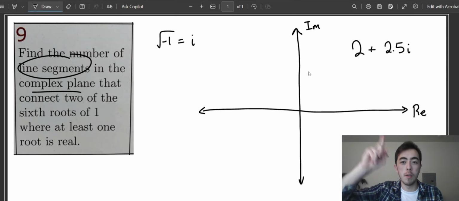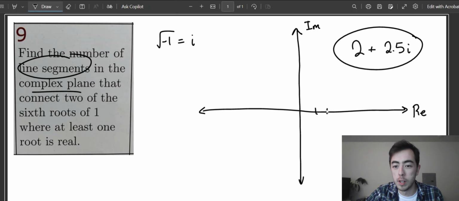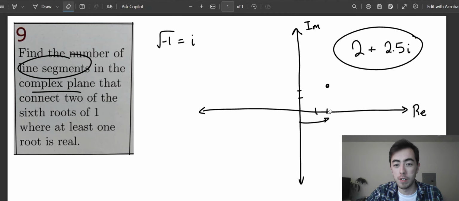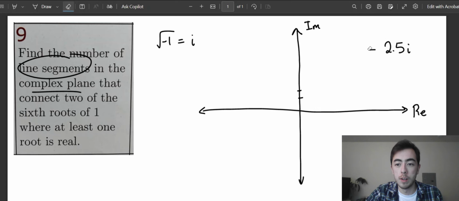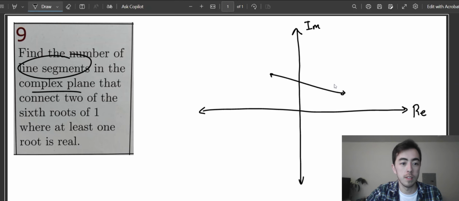And the positive imaginary direction is up. So I would graph this complex number right around here, because I went 2 in the real direction and then 2.5 in the imaginary direction. Okay, so we have our complex plane. We need to make line segments in the complex plane, kind of like this.